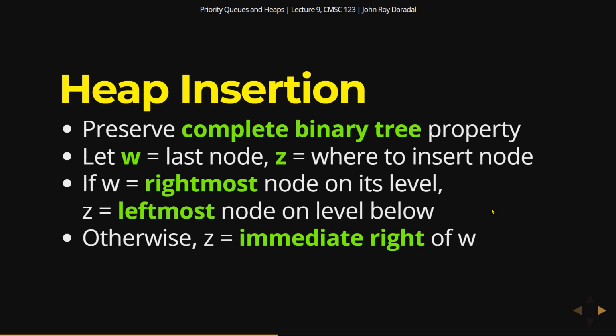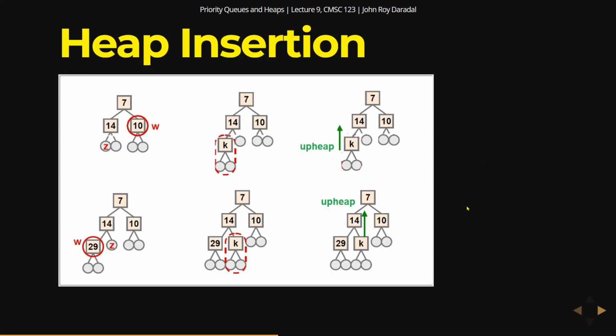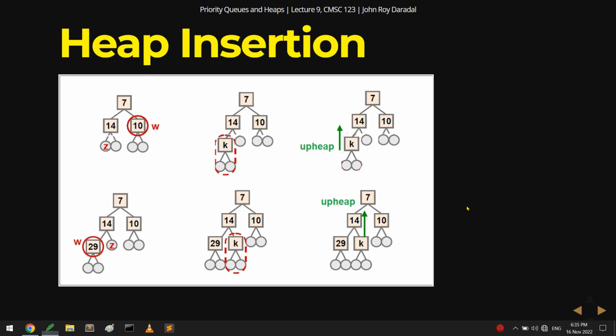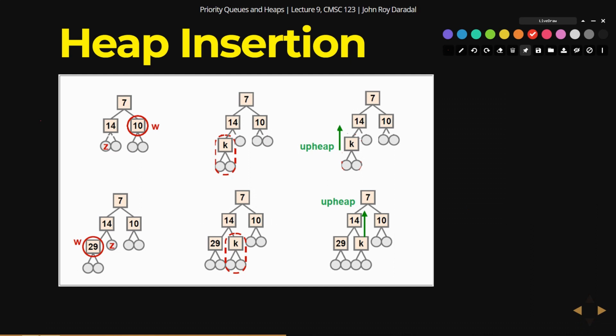Okay, so if that seems like a mouthful, I'll show you an example. Here in the first one, the last node is 10, right? Since you only have 3 nodes, 10 is already the leftmost node here at this level. So we can't add any more nodes at this level.